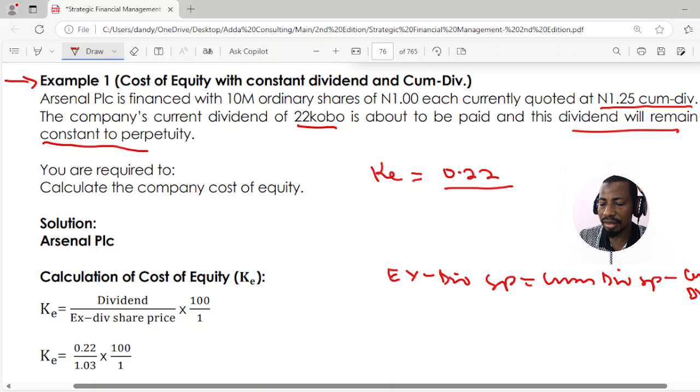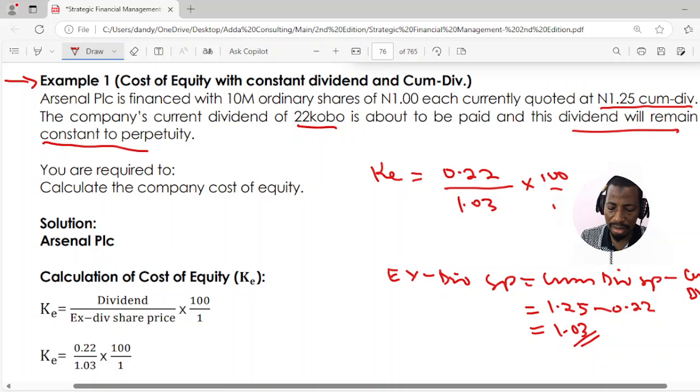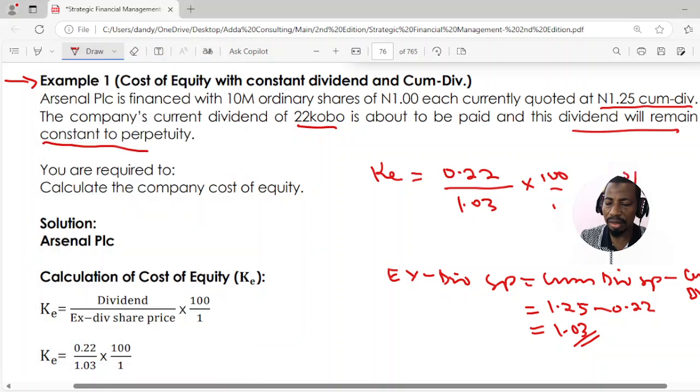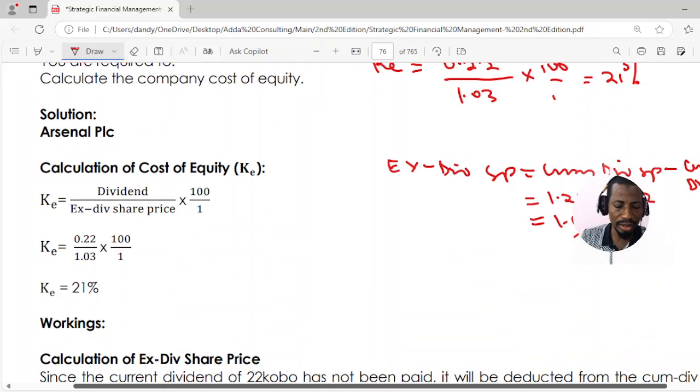So the cum-div share price we are given is 1.25. The current dividend is 22 kobo. Therefore, my ex-div share price will be 1.03. That's the ex-div share price. I will then come here: 1.03, multiply by 100 over 1, and I will get my answer, which is 0.22 divided by 1.03, then multiplied by 100. So that's 21%. 21% is the cost of equity, which is the same thing I've done here. Then that's how to calculate it.